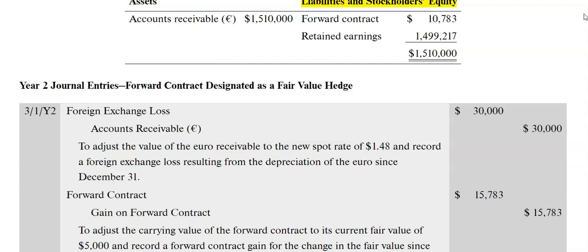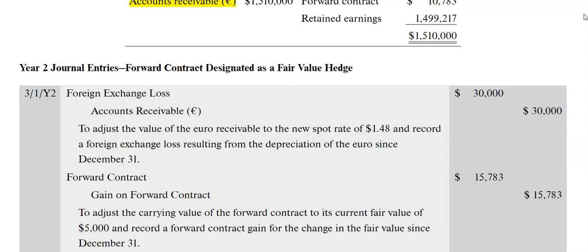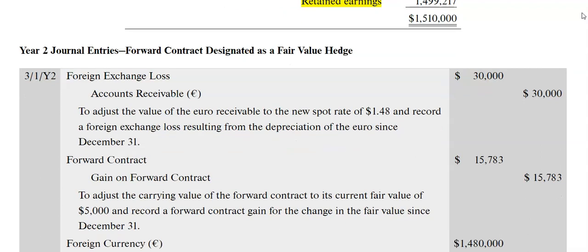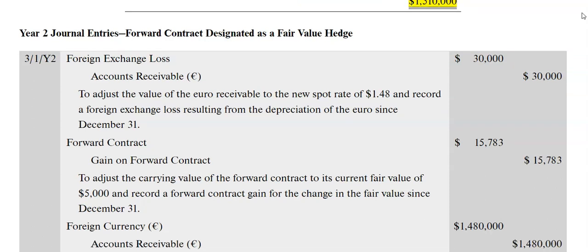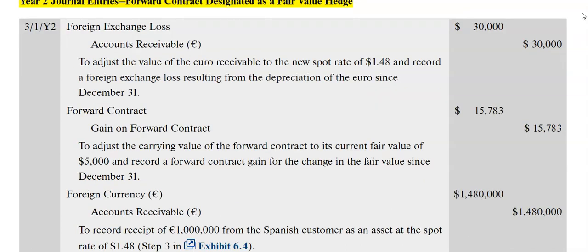Assets: Accounts receivable, Euro, $1,510,000. Liabilities and stockholders' equity: Forward contract, $10,783. Retained earnings, $1,499,217. Total $1,510,000. Year 2 journal entries, forward contract designated as a fair value hedge.